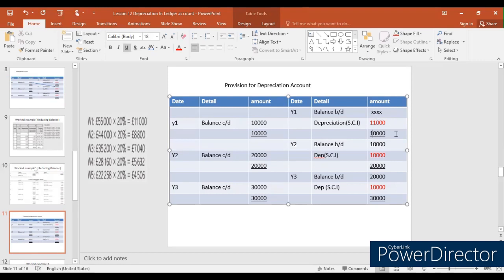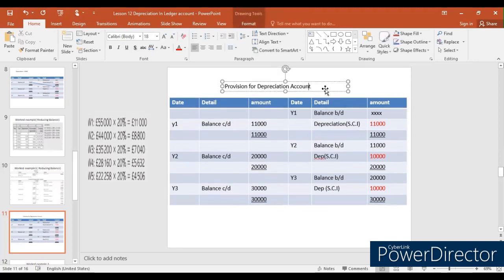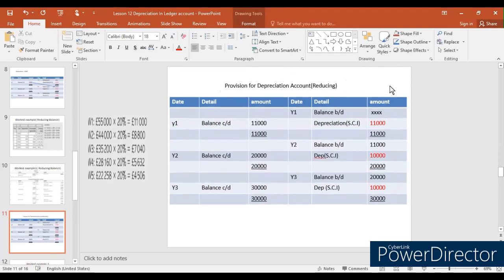Now we balance this. Here the total will be 11,000 and the same figure will take here 11,000. And here the balance carried down figure will be 11,000. And you bring that figure down, this figure will be 11,000. That's the first year of depreciation, recording depreciation provision account under reducing balance method. That's important. Clear? Right here, reducing concept. Is it clear up to here?